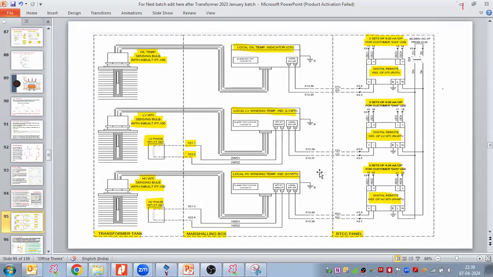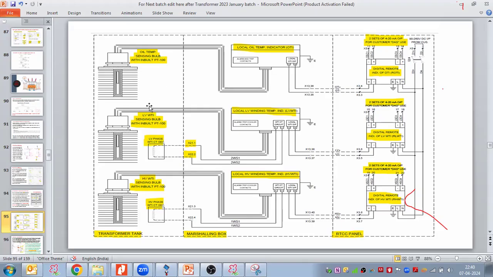So I have taken a snapshot of the transformer vendor drawing. In that they have indicated the transformer tank, the transformer marshalling box, and then the RTCC remote tap changer control panel, which is used for the OLTC operations, right? Remote tap changer control cubicle, RTCC. Now if you see from the transformer tank, the oil temperature sensing bulb with inbuilt PT100. This is our transducer or instrument that detects the temperature.